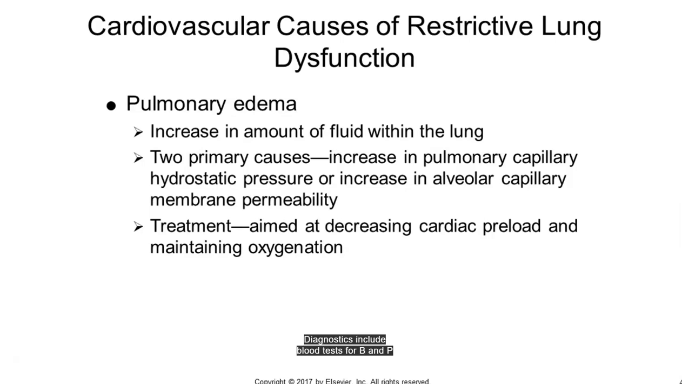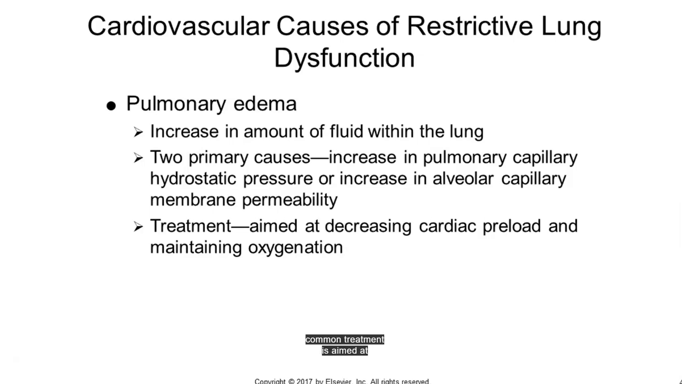Diagnostics include blood tests for BNP, B-type or brain natriuretic peptide, and chest x-ray, which reveals increased vascular markings, cardiomegaly, Kerley B lines, interstitial and alveolar infiltrates, pleural effusions, or fluffy opacities. Arterial blood gases will reveal decreased PaO2, and rales with diminished breath sounds or possibly wheezing. Cardiac dysfunction and arrhythmias are common.